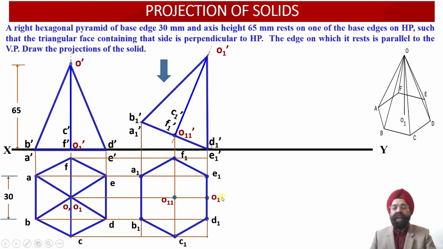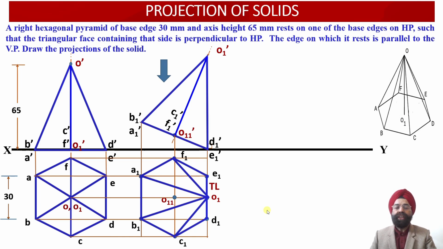Now let us join apex with all the other points of the base. So here we have the apex as O1. So O1 A1 will be dark, O1 B1 will be dark, O1 C1 will be dark, O1 F1 will be dark, and now O1 E1 will be dark because it is falling into the boundary. Similarly, O1 D1 will also be drawn dark because it is again falling onto the boundary. So this way, none of the edges we have got as hidden edges over here. So all the edges are visible because most of them have fallen onto the boundary of the object.